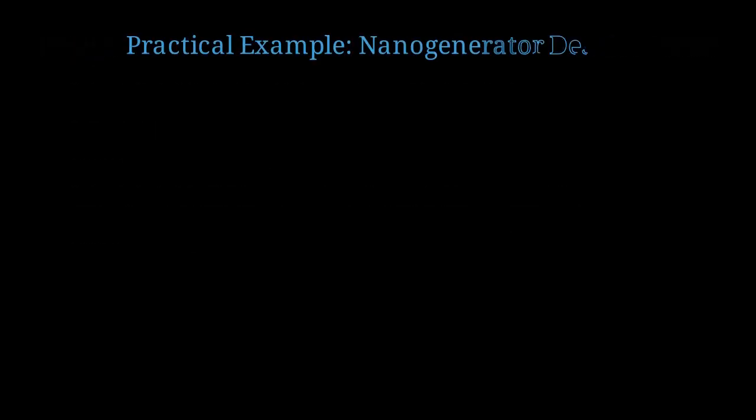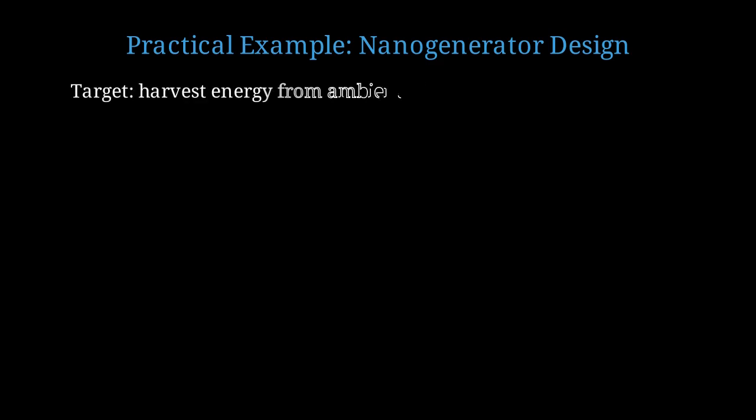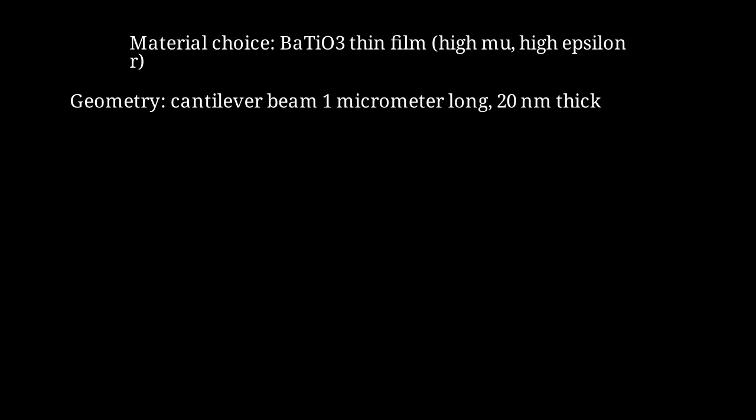Let's work through a practical design example for a flexoelectric nanogenerator. Design goal: harvest energy from ambient mechanical vibrations at 100 Hz frequency. Material selection: barium titanate thin film with flexoelectric coefficient 10 to the minus 9 coulombs per meter and relative permittivity 1000. Geometry: cantilever beam 1 micrometer long and 20 nanometers thick, designed to resonate near 100 Hz.